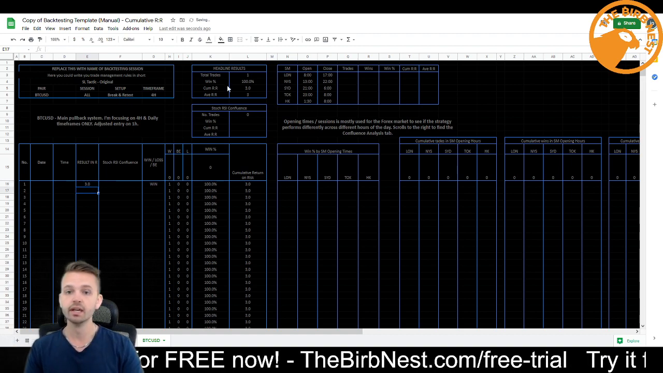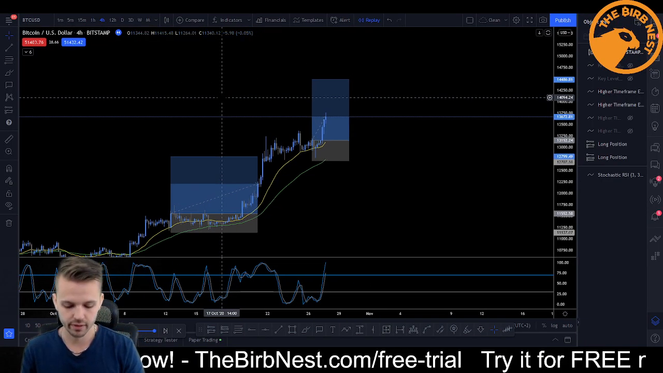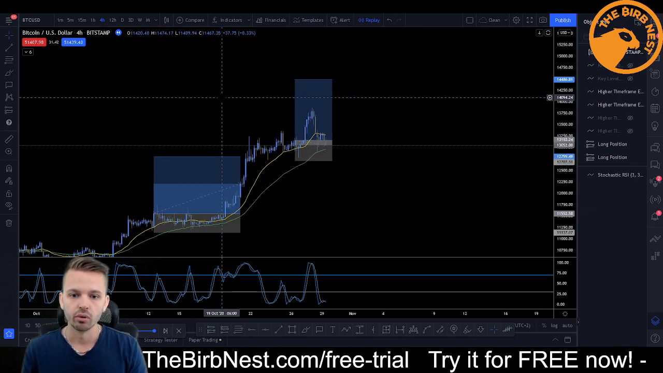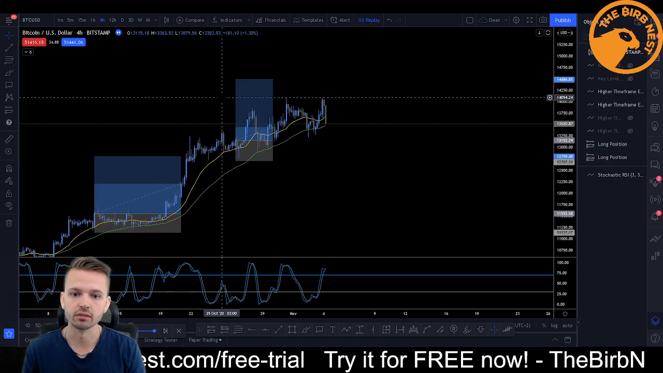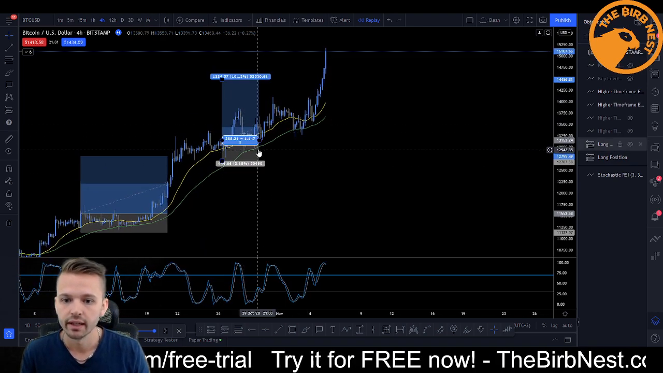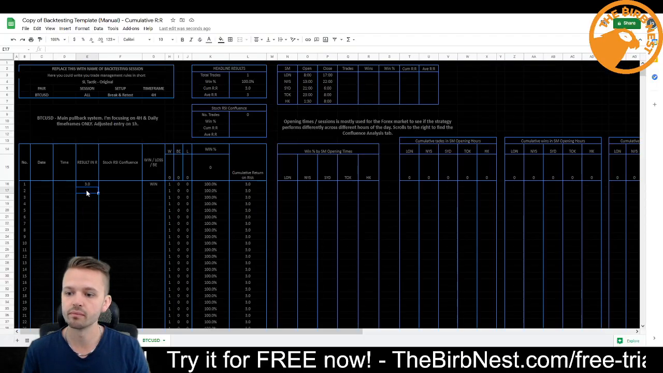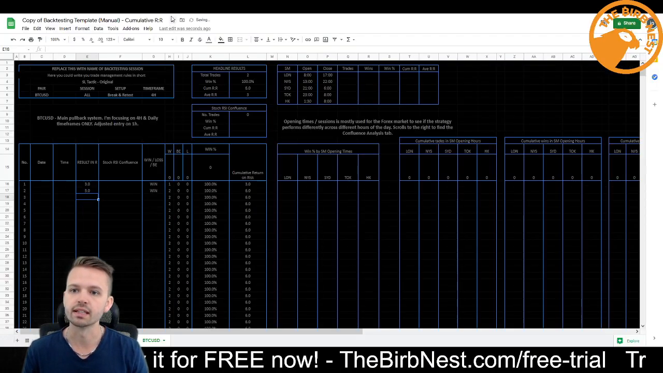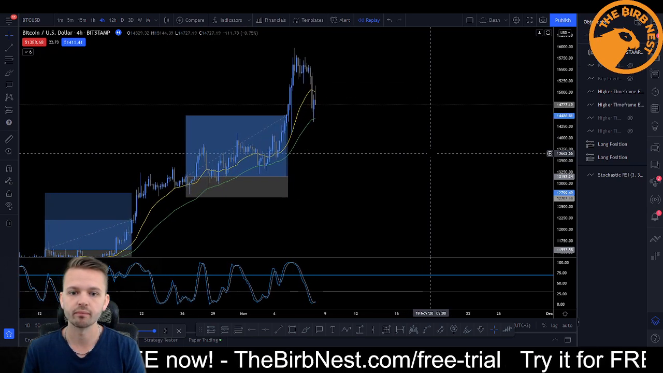Now let's see if this strategy would have worked in the previous bull run, right? So this one, all right, come on, hit TP right there. So that's another 3R winner, like that. Then we see if we can find a new one.